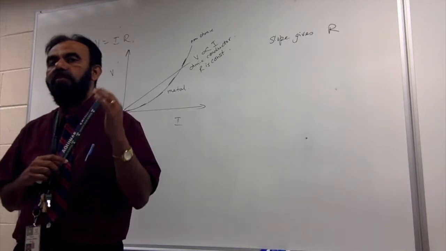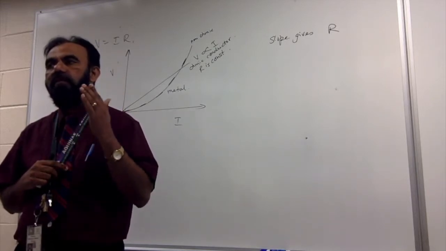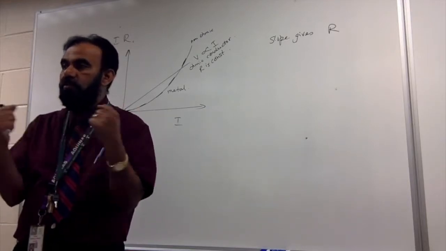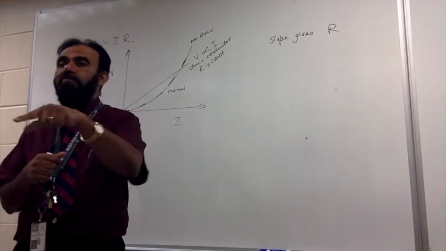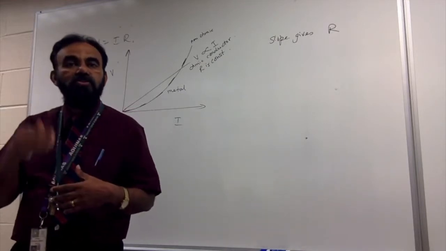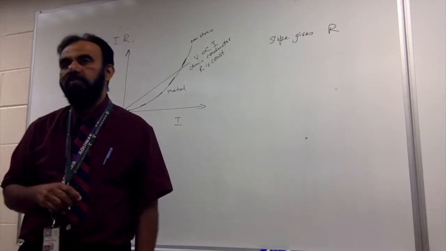All right, so electrons, when they bump into atoms, agitate the atoms and make the atoms vibrate faster, which means the temperature of the material increases. And that causes more obstruction to the flow of electrons.